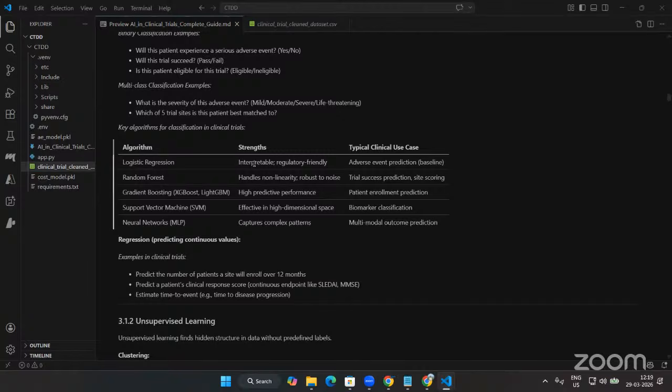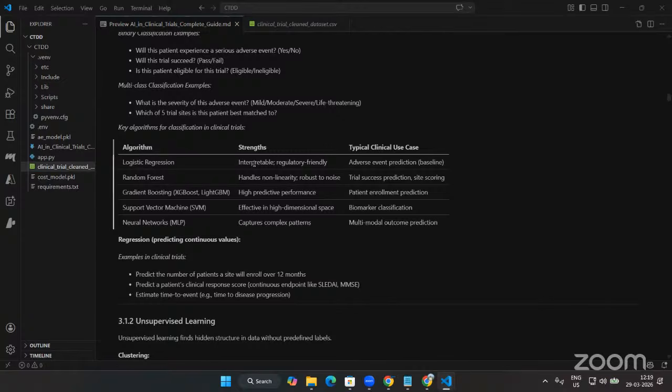Then support vector machine, which is SVM, is effective in high dimensional space. It is used for biomarker classification. Then neural networks, multi-layer perceptron, capture complex patterns for multimodal outcome prediction.